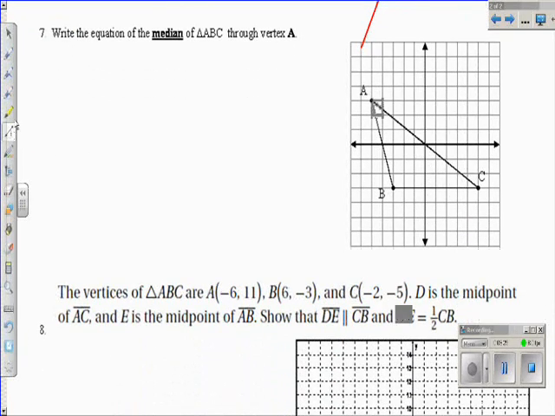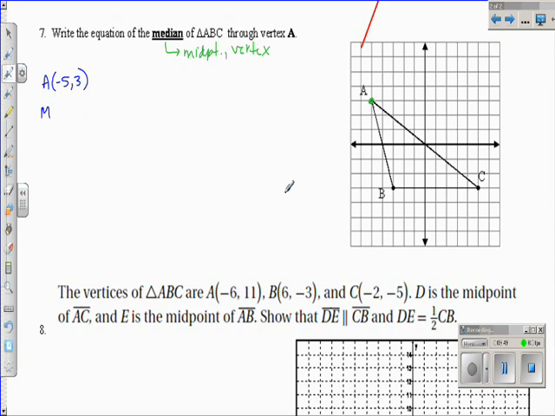From here, we want to write the equation of the median. Well, your median, again, you want to identify what you're looking for first. So your median goes through the midpoint and through the vertex. Okay, we're looking at vertex A. So first thing is I'm going to go ahead and note that point A is at -5, 3.